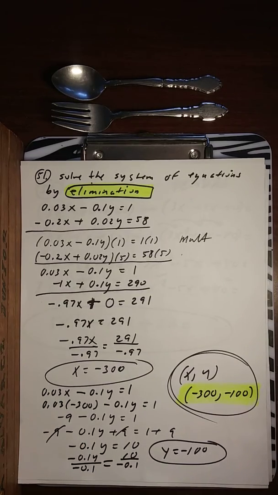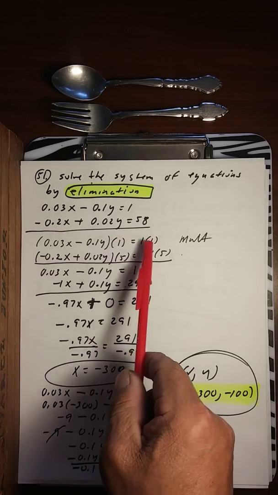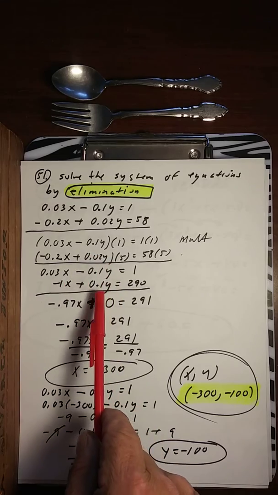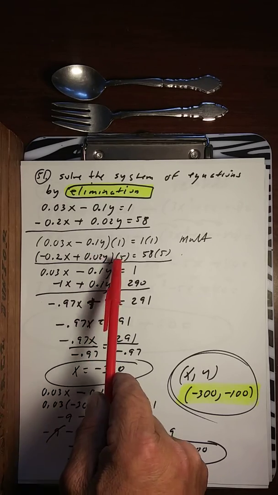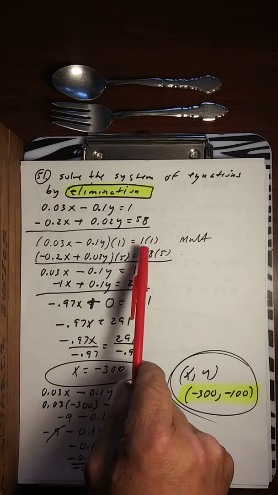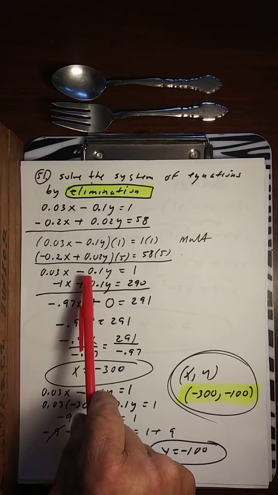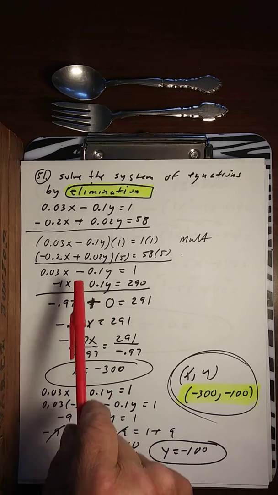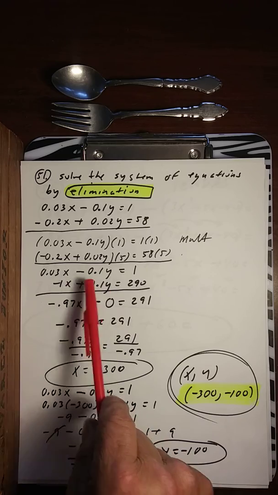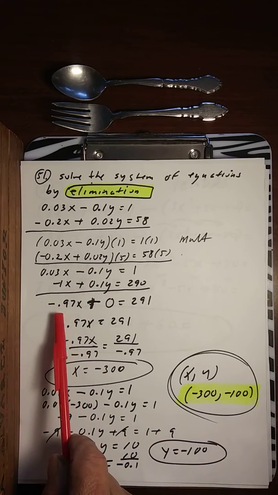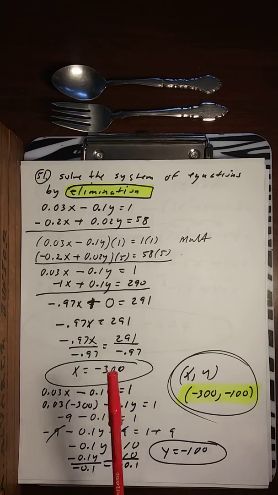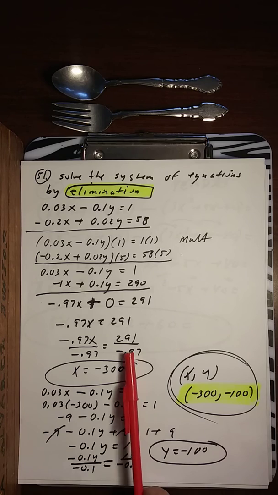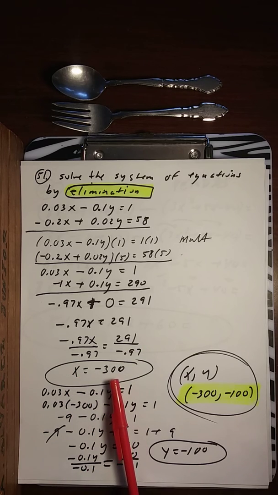Solve the system of equations by elimination. So I'm going to multiply this one by 1 across, and this one by 5, because 5 times 0.02 is going to give you that 0.1. See that? 0.02 times 5. And then I'm going to have 0.03x minus 0.1y equals that, and negative 1x plus 0.1y. One's a negative, one's a positive. So what's going to happen? They're going to go away, and this is going to be negative 0.97x plus 0 equals that number. So now divide by negative 0.97. So x is negative 300.